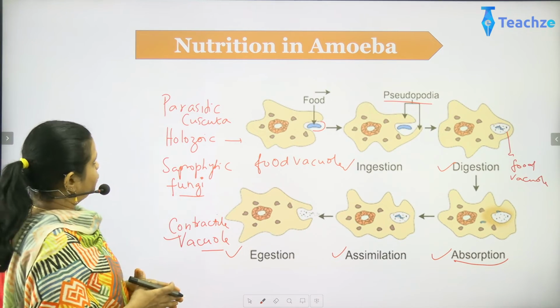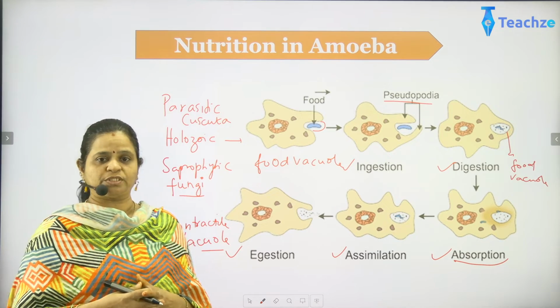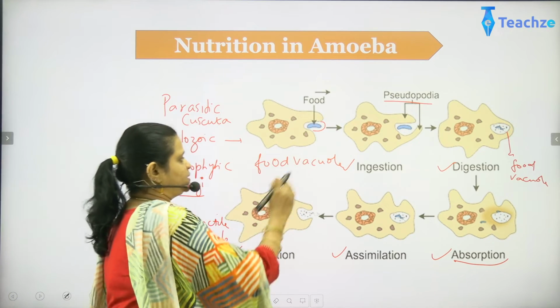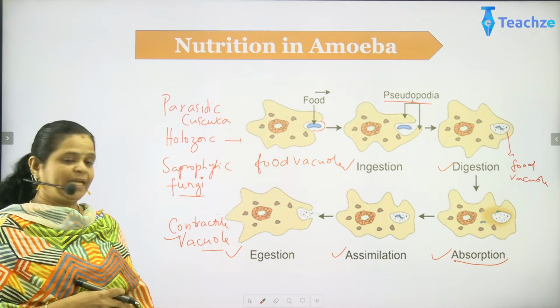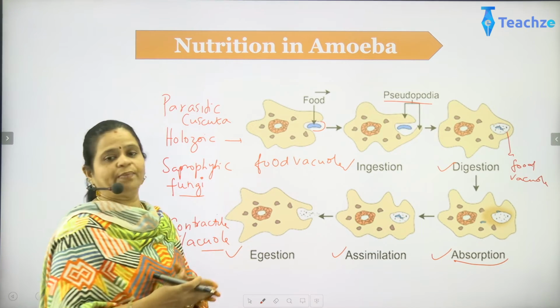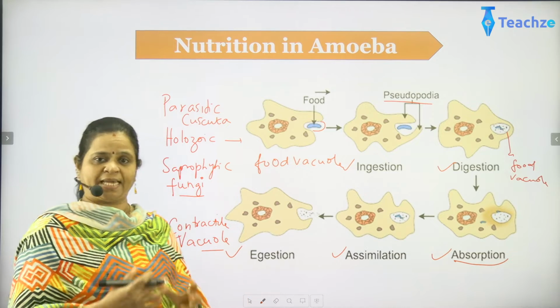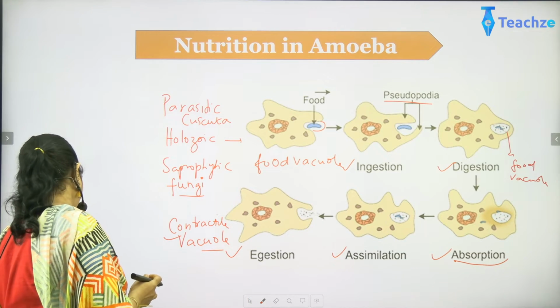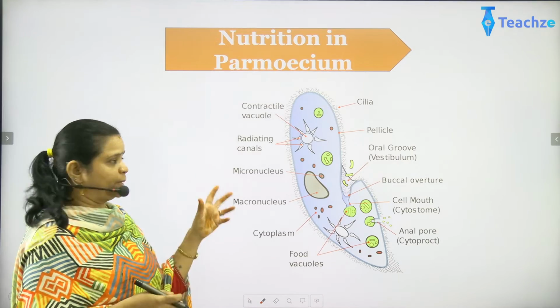So this is all about the nutrition in amoeba, which is a holozoic mode of nutrition, followed in 5 different steps: ingestion, digestion, absorption, assimilation, and egestion. Now in a similar way, we will be looking at one more unicellular organism in the same category, having the holozoic type of nutrition, which is Paramecium. Onto the screens you have Paramecium.